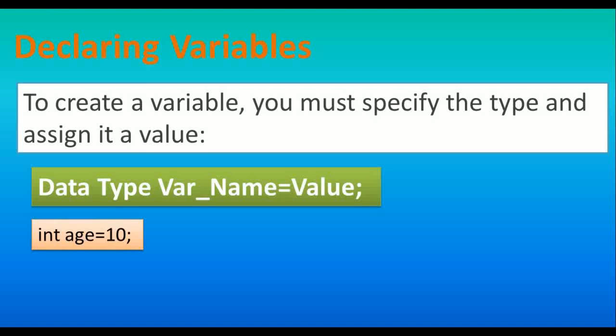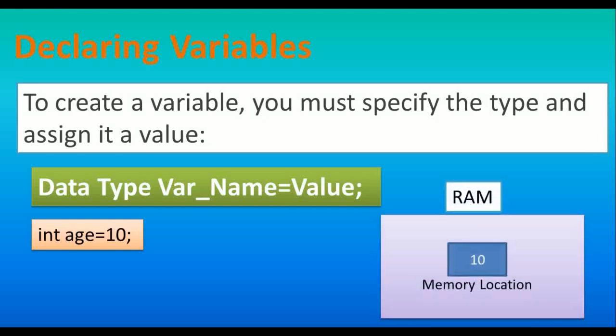And you see the example, int age equal to 10. It means the age is an integer type, that's why it is holding an integer value. So this is the example, int age equal to 10. And once you do that, the value will be stored in a particular location in memory. So you see that the value is stored in a memory location. That memory location is provided by RAM.